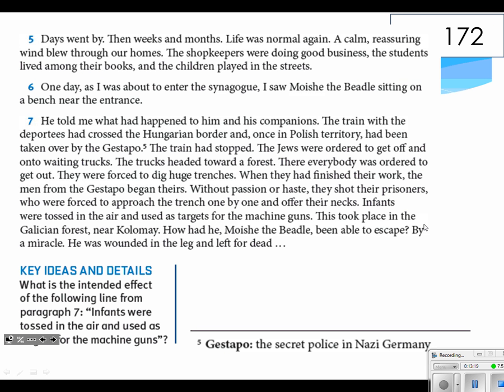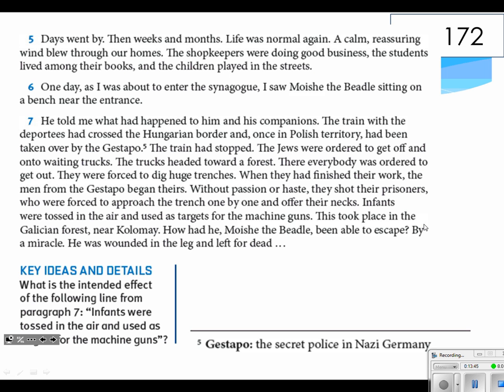So our next question had to deal with a really disturbing component, and it came from Moshe the Beadle's view of how he saw everything happening, the idea of infants being thrown in the air and used as target practice, taking an innocent child and doing that. What are we supposed to pull from this type of language? What should we be gathering?